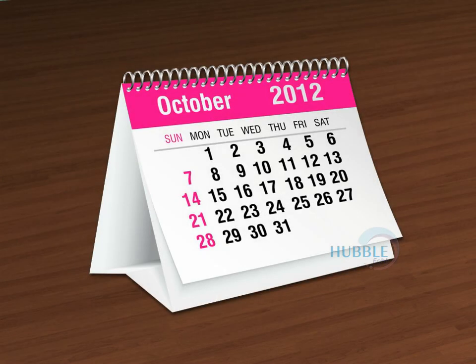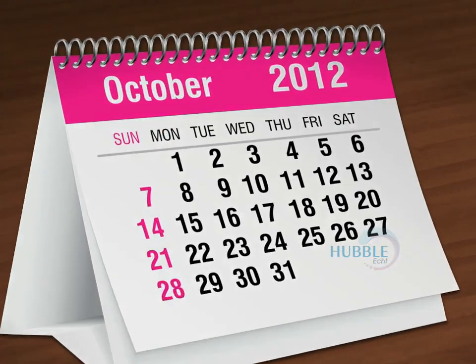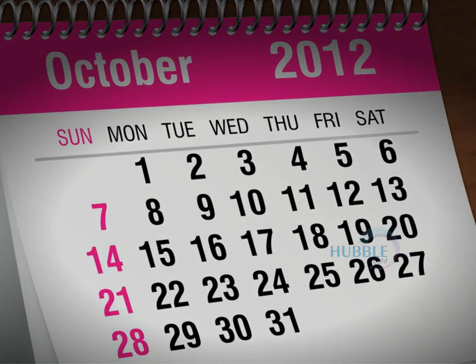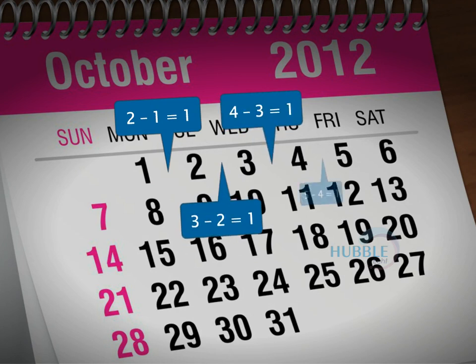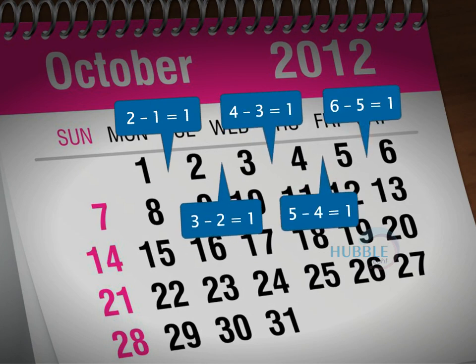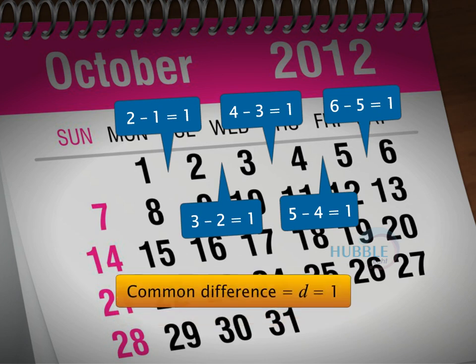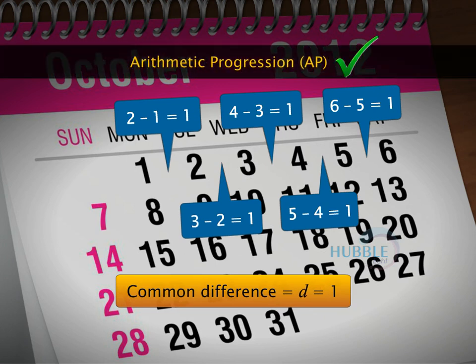Next, let's look at this calendar, which is also a sequence of numbers. The numbers start from 1 and go on up to 31. Here, 1 is the first term, 2 is the second term, and so on. Notice that the difference between any two consecutive terms of the sequence is constant. Thus, the common difference here is 1. So the terms in this sequence are an arithmetic progression with a common difference of 1.